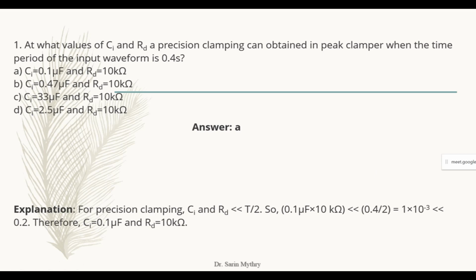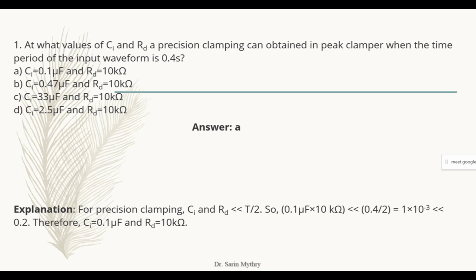At what values of Ci and Rd can a precision clamping be obtained in a peak clamper when the time period of the input waveform is 0.4 seconds? What are the values of Ci and Rd? They are asking us what has to be the value of Ci and also the value of Rd. In the clamper circuit, precision clamping circuits, we have some formulae, and by using the direct formula we can find the value of Ci and Rd.